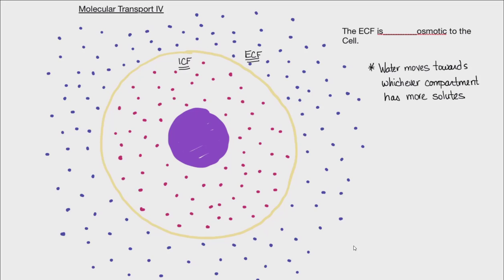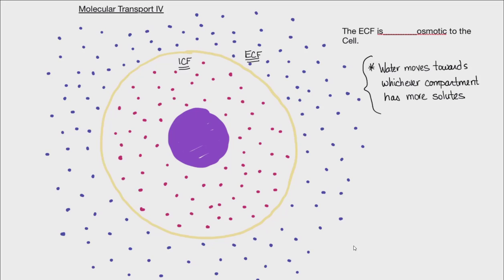The movement of water is a special type of diffusion that is referred to as osmosis. And in the body, we are very concerned with where water will move, because water is one of those few substances that we really cannot control the direction that it moves. It follows a general trend, and that is to move towards wherever there are more solutes or things dissolved.